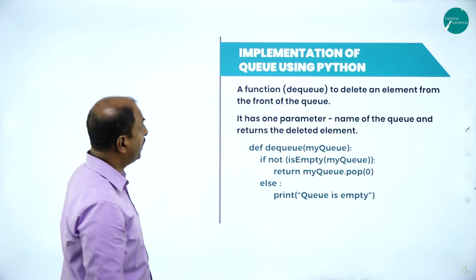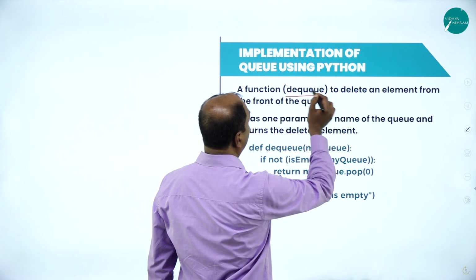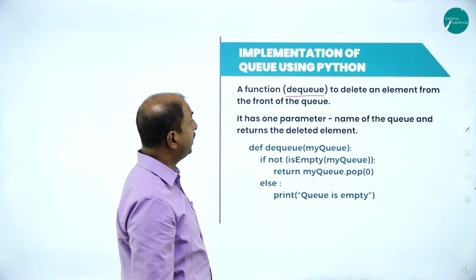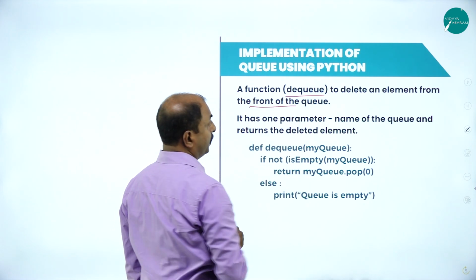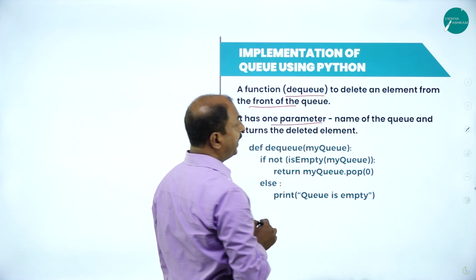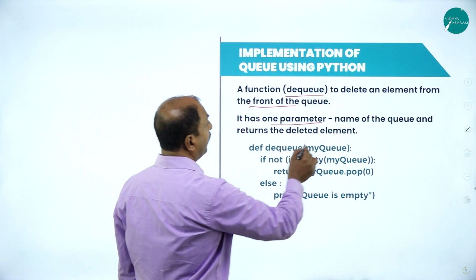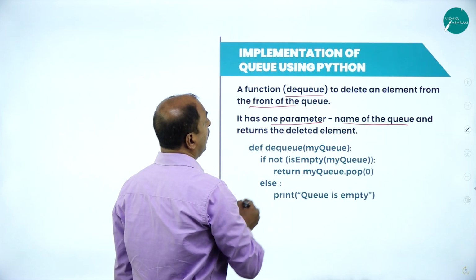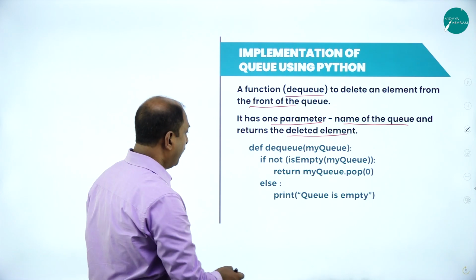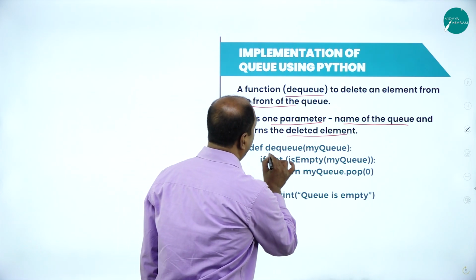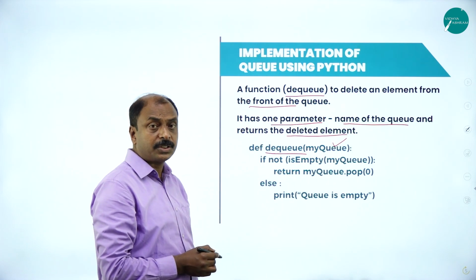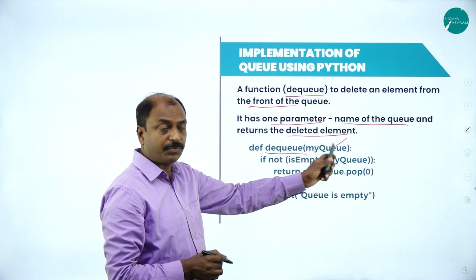In the next slide, we will see one more operation called the dequeue operation. So what is the dequeue operation on a queue? It removes the element at the front of the queue. That is the point to be noted. And here it takes only one parameter, that is the name of the queue, and returns the deleted element. So this is the syntax of that. Let us see the function here. Dequeue is the name of a function and myQueue is the name of the queue data structure which we defined in the beginning of the program.